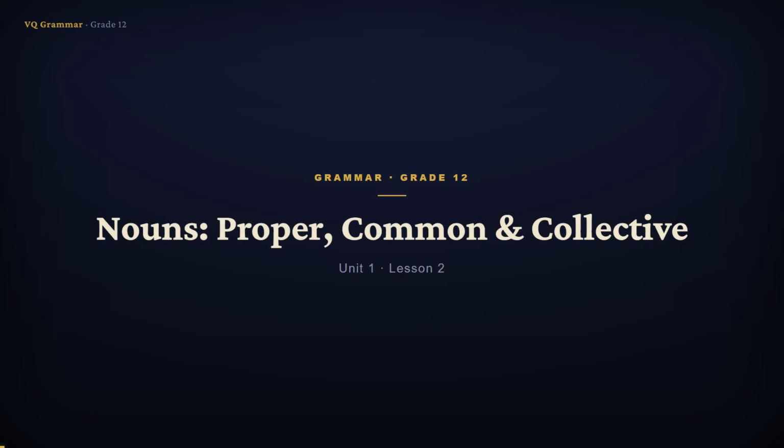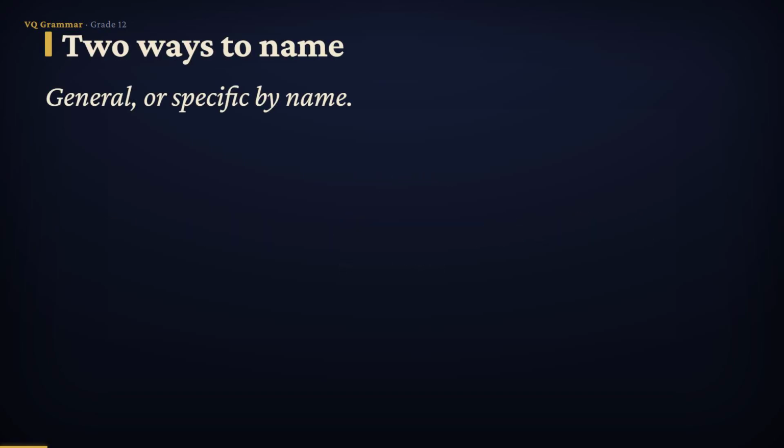This is Unit 1, Lesson 2, and we're staying with the noun, but sorting it a new way. Last time we asked how many and what kind of thing a noun names. Today we ask a different pair of questions. Is the noun general or specific? And does it name one thing or a whole group? Those questions bring us proper nouns, common nouns, and the trickiest of the three, collective nouns. Let's get into it.